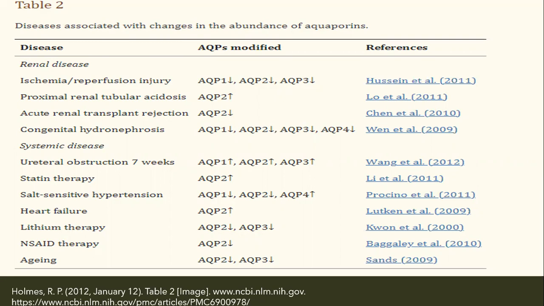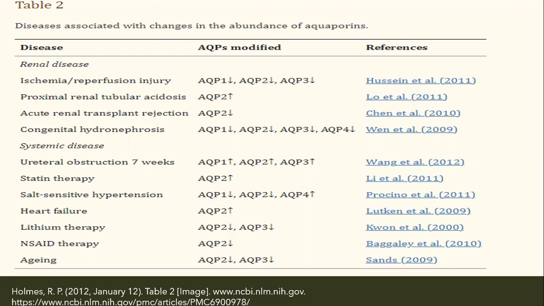A variety of diseases can affect the function of AQPs. Here in table 2, we see a plethora of them. Kidney diseases such as glomerulonephritis and nephrosclerosis can lead to a decrease in AQP2 expression. This can impair a kidney's ability to concentrate urine.